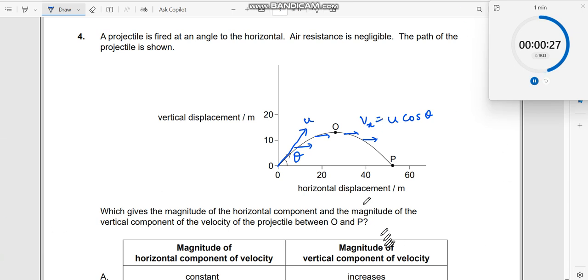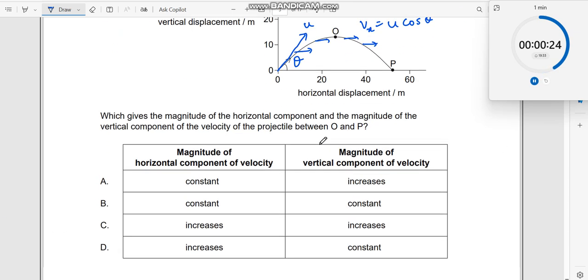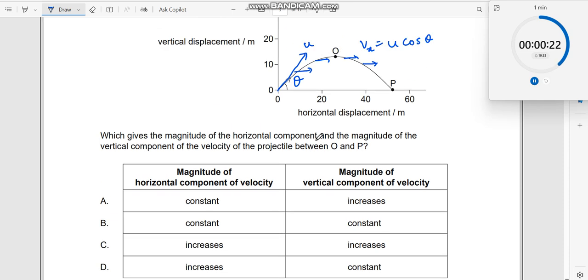Now what is being asked is which gives the magnitude. What do you mean by magnitude? It means you have to ignore the sign over here. Anyway, Vx is equal to u cos theta, which is constant, which means these two options are incorrect, and only one of them can be correct.